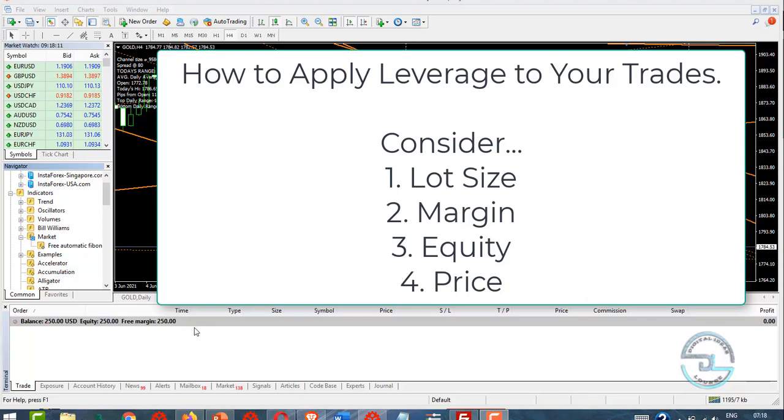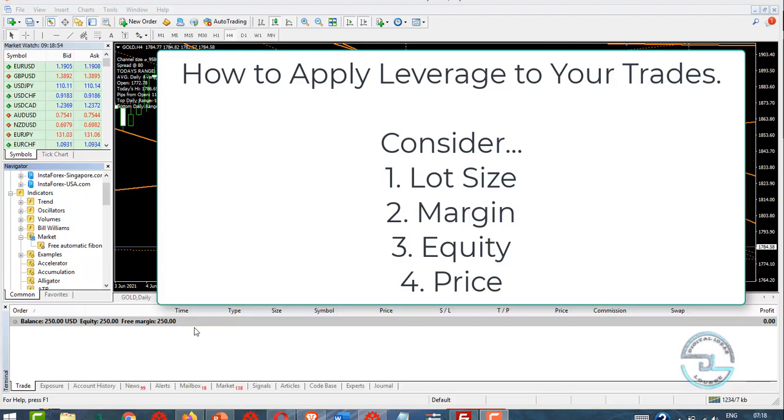So some key terms that will come into play here include, I'll be briefly defining or explaining what leverage is, why it is important to use leverage, and then how to apply it. Then these terms will come in: lot size or position size, then margin, and then equity. So we are going to look at these three things, equity, margin, and lot size, as they relate to leverage. Then, of course, price as a factor will also come into play. So let's get down to it.